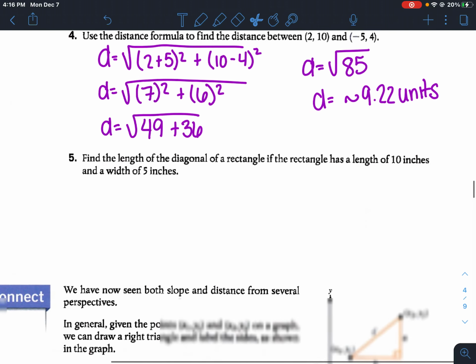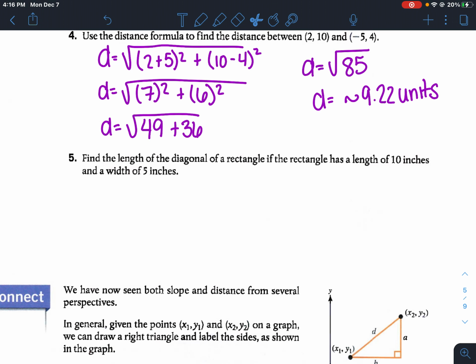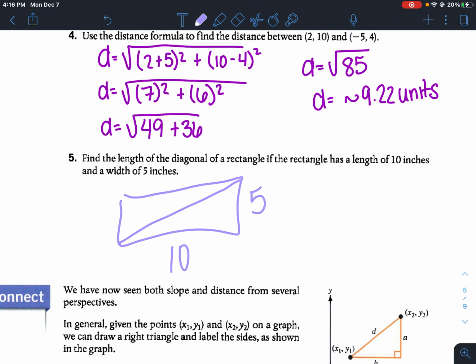Okay. Next one, find the length of the diagonal of a rectangle if the rectangle has a length of 10 inches and a width of 5 inches. Okay, so we have a rectangle, if you need a visual of what's going on here. So we have a rectangle, beautifully drawn, we want to find the length of the diagonal, if the length is 10 inches and the width is 5 inches.